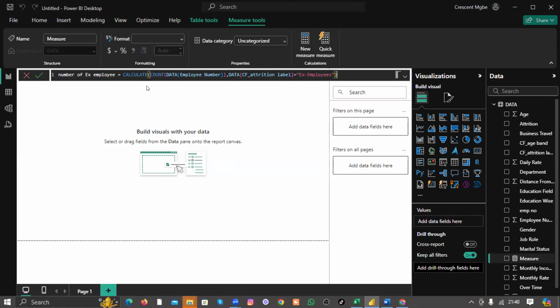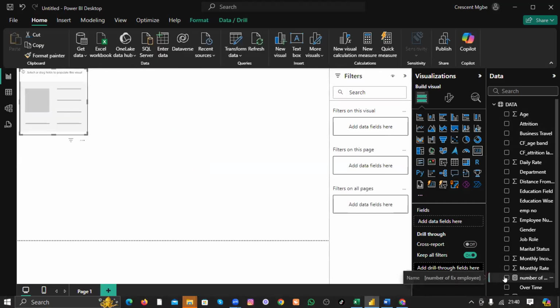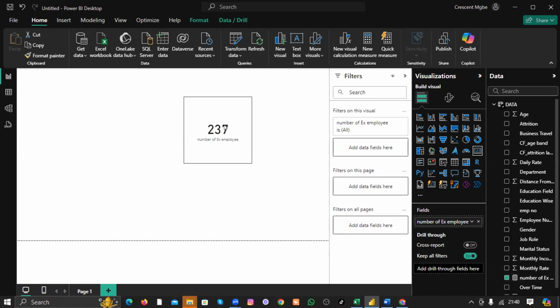So this is going to go into this column, get the number of employees, but only for the X employees. All right, you hit enter. So if we open a card for it, let me open a card for it. Look at the measure here, number of X employee. You can see out of that 1,470, over the one year period, we have 237 X employees.